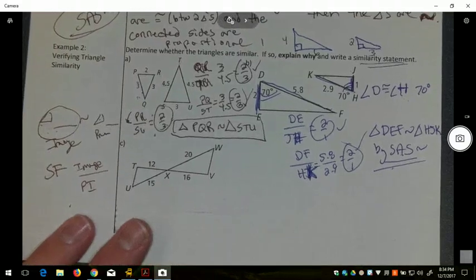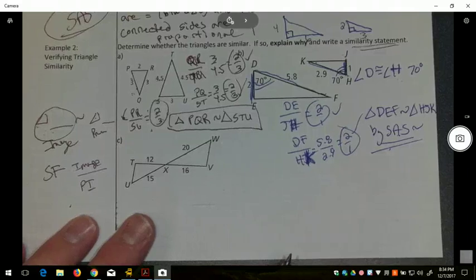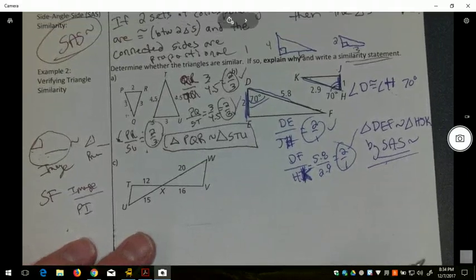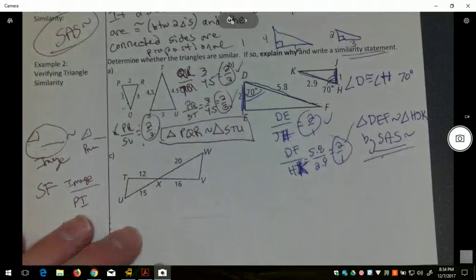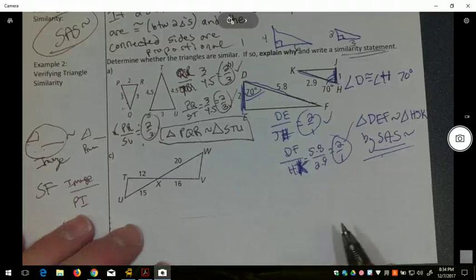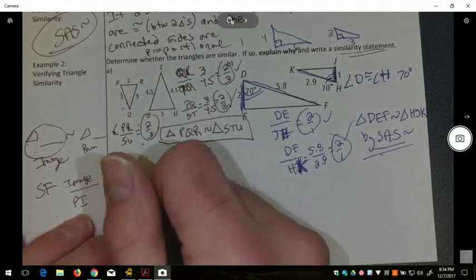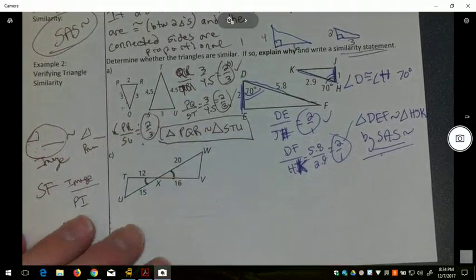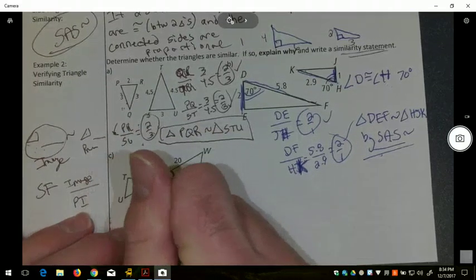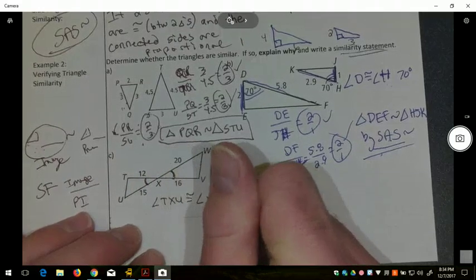For the last example, example C, for example 2, they don't give you three sides. Since I don't have three sides, I cannot use side, side, side because I've got to be able to show three ratios from sides that were given. So that means that I'm either doing angle, angle, or side, angle, side. They didn't give you any angles either, so you're probably not doing angle, angle. But if I look very carefully at the picture, I can always identify and use vertical angles. And so those vertical angles, angle TXU, is congruent to angle VXW by vertical angle theorem.